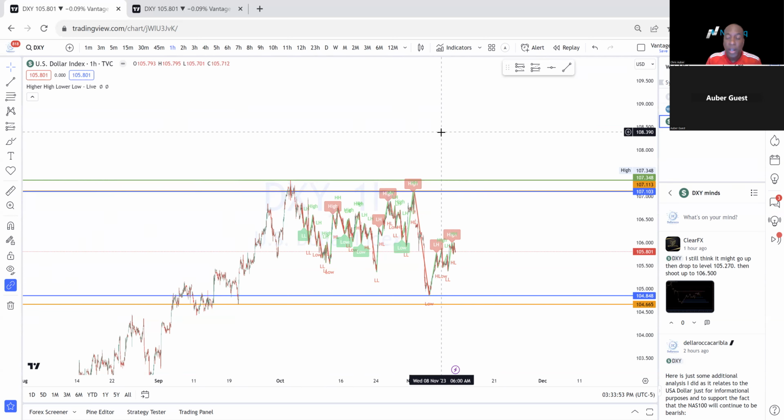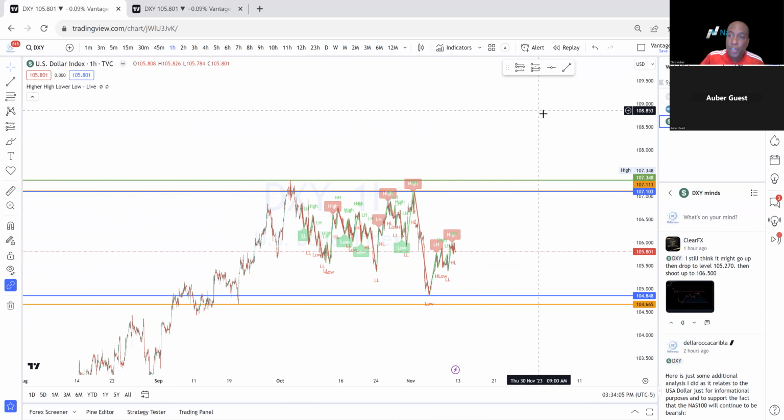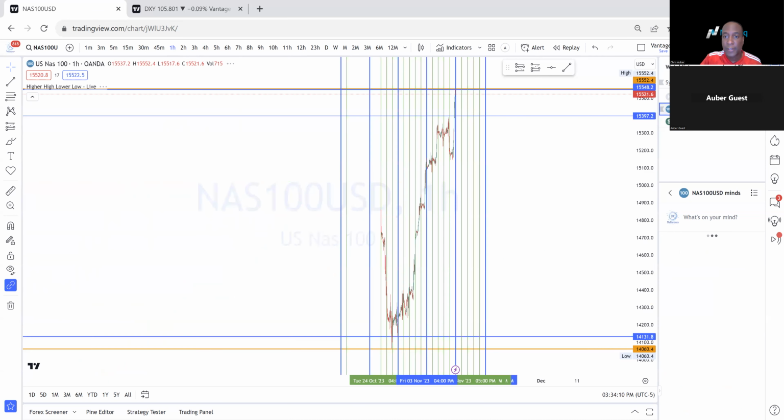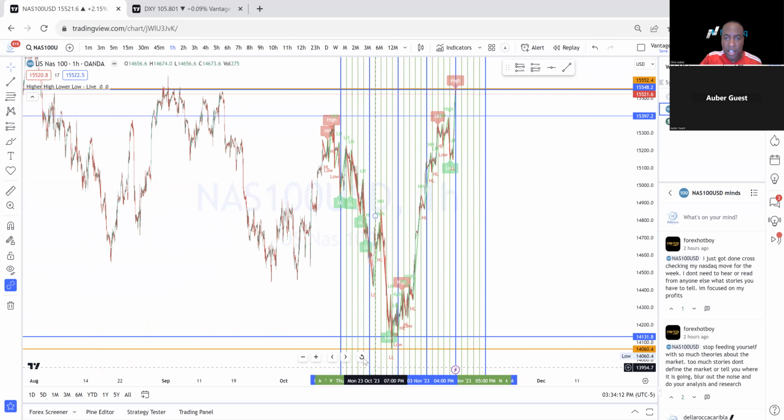Okay. What does that mean for NASDAQ? Remember, I started out by saying they have an inverse relation. So naturally, if the dollar is strengthening, NASDAQ is going to be weakening. Okay. So let's just test the theory. So let's go to NASDAQ. Okay. Now we are on NASDAQ.